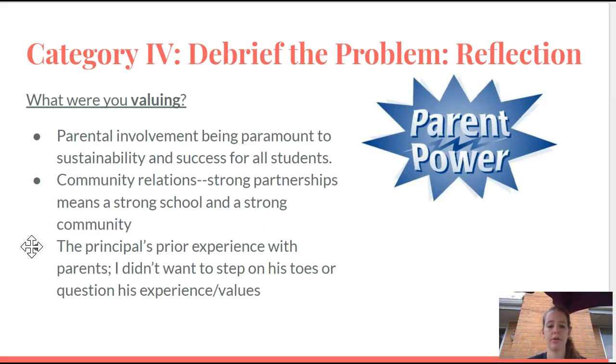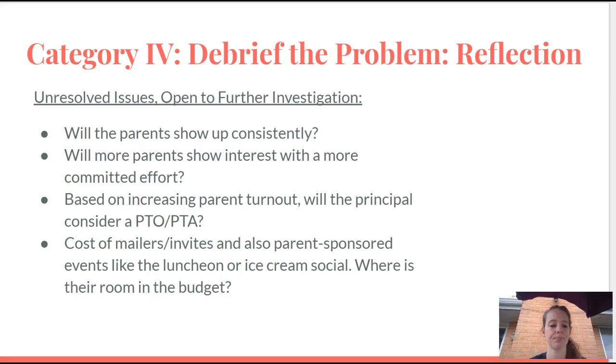I was valuing parental involvement, being paramount to sustainability and success for all students. I was valuing community relations, knowing that strong partnerships mean a strong school and then also a strong community. I was also valuing the principal's prior experience with parents. I didn't want to step on his toes or act like I knew better than him or question his experience and values, but that is definitely something that was kind of a roadblock in determining how we could move forward based on his experience and desire to move forward with parent apathy.